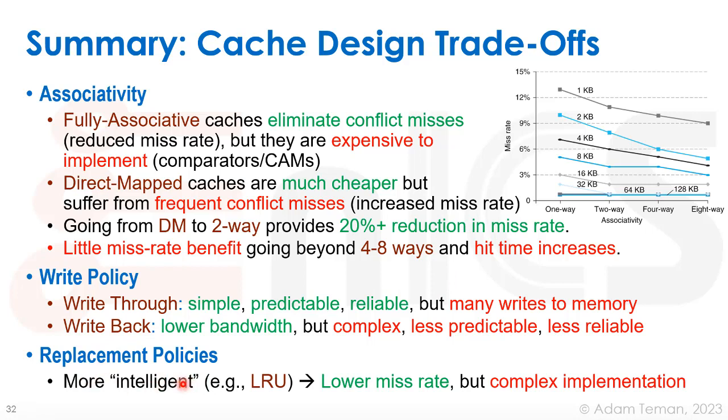Replacement policies: more intelligent replacement policies like LRU will lead to a lower miss rate, of course, but the implementation is complex. So we have to decide what kind of replacement policy we're going to use.